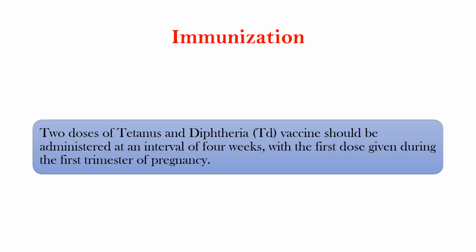Now coming to immunization. 2 doses of tetanus and diphtheria vaccine should be administered at an interval of 4 weeks. Okay, but the first dose has to be taken during the first trimester of the pregnancy. That means within 3 months of the pregnancy, and after that the gap should be 4 weeks.